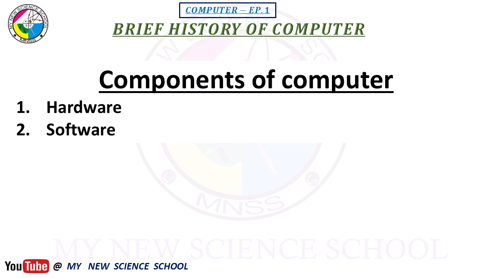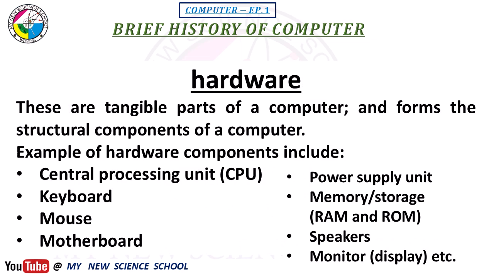So, let's define hardware. Hardware. These are tangible parts of computer. The tangible, we mean touchable. That is, you can touch, you can feel it with your hands. That is tangible. So these are tangible parts of computer. All the parts of computer that you can see and touch, they are hardware components. And the same forms the structural component of computer.